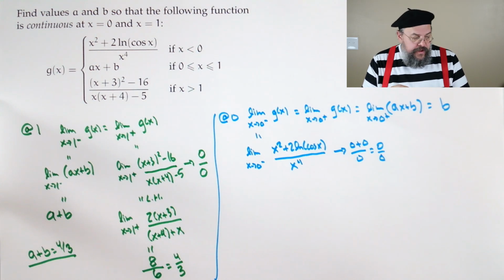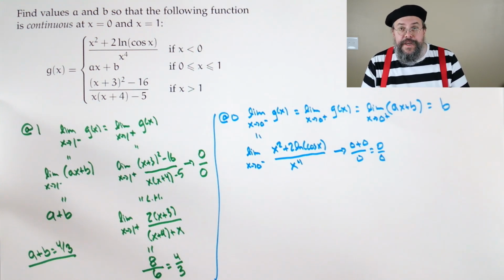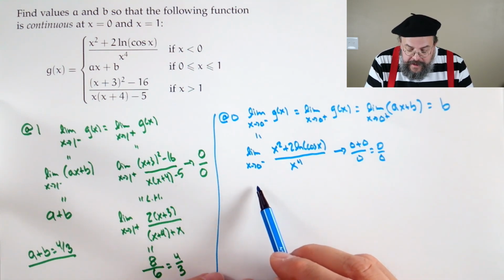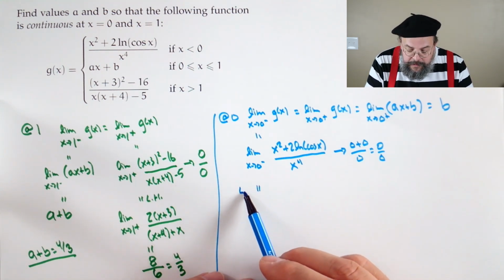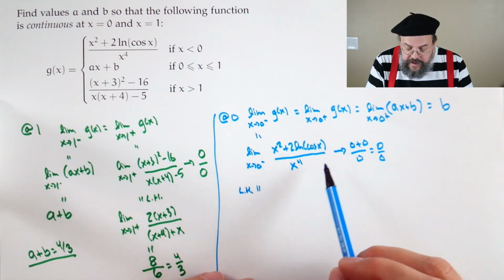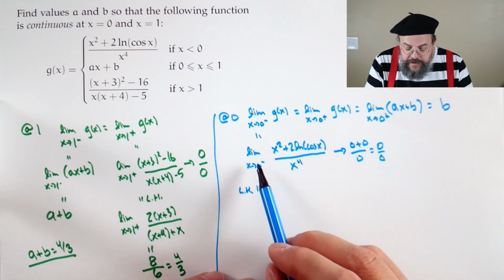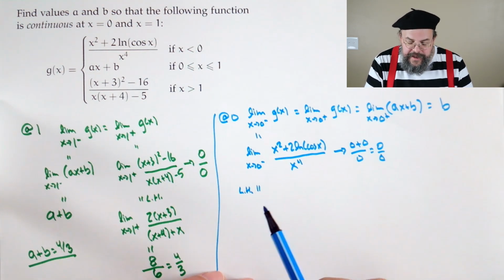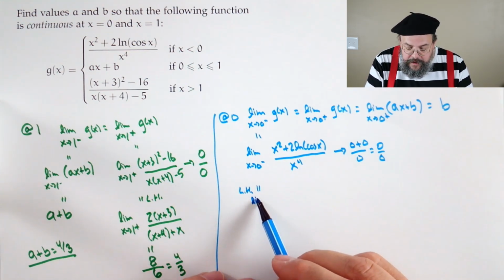All right, so let's begin. We're going to apply L'Hopital. It's going to 0 over 0. It's a nice differentiable function. Even though it's a one-sided limit, L'Hopital still applies. It doesn't matter, one-sided or two-sided, you can still apply L'Hopital.